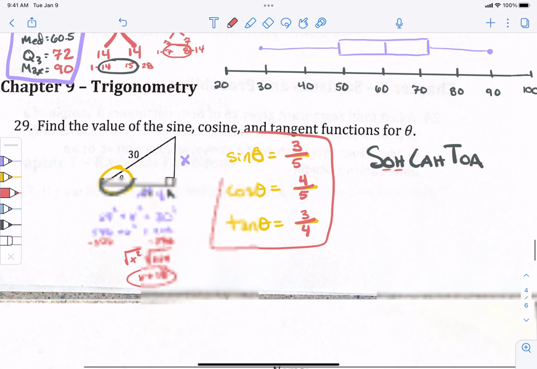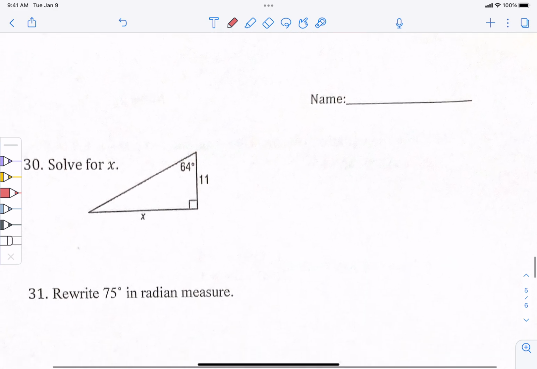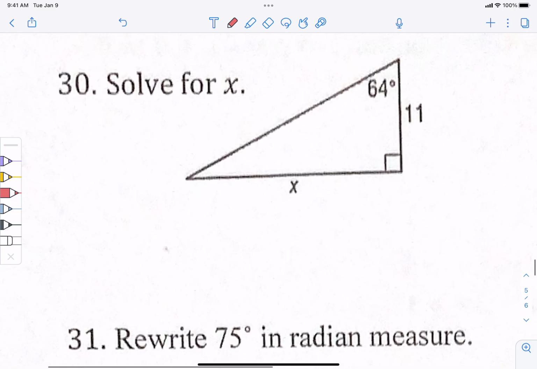Let's move on. If you need to pause at any point in time, go ahead and do that, but try to keep up so you're not pausing this video a whole bunch for everybody else.